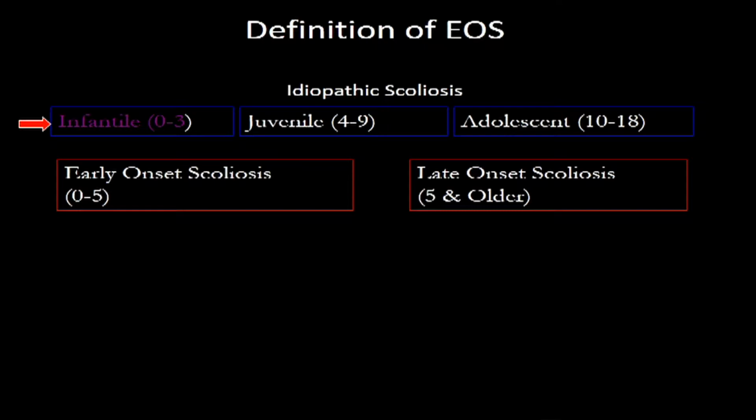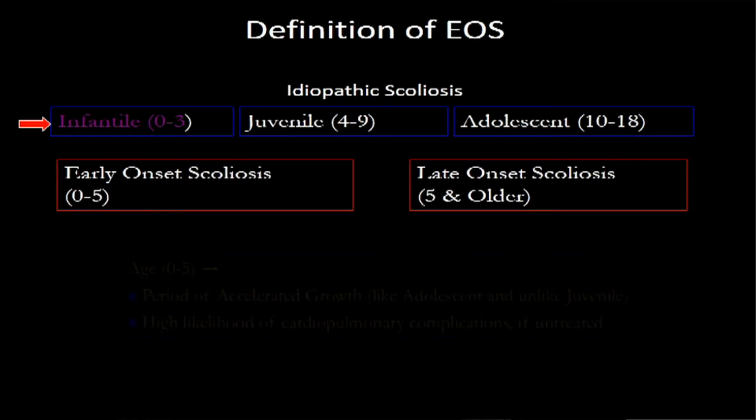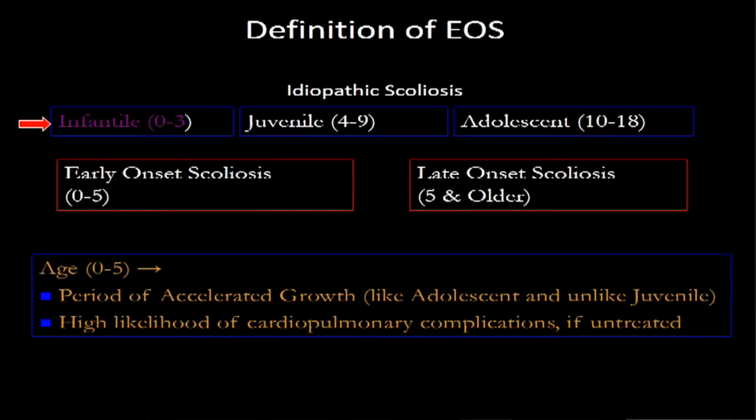There is a multitude of other descriptive diagnoses that are out there. If we look at just infantile idiopathic scoliosis, we have historically classified this as infantile up to age 3, juvenile 4 to 9, and adolescents over that. It may be more appropriate to divide that into early onset up to age 5 and late onset 5 and older, as this is the period of accelerated growth below 5, where the onset of the deformity has a high likelihood of cardiopulmonary compromise if left alone.